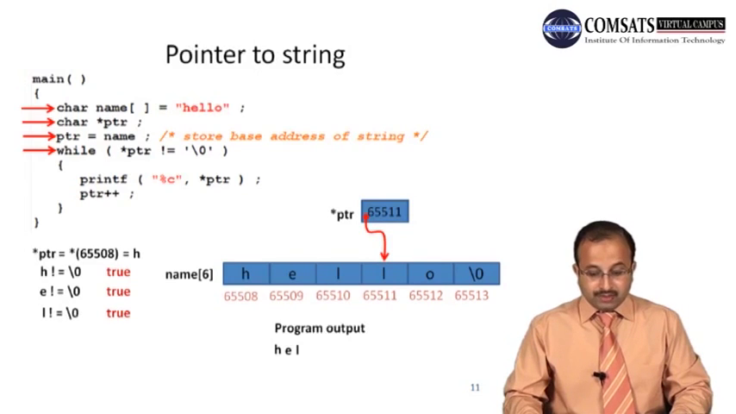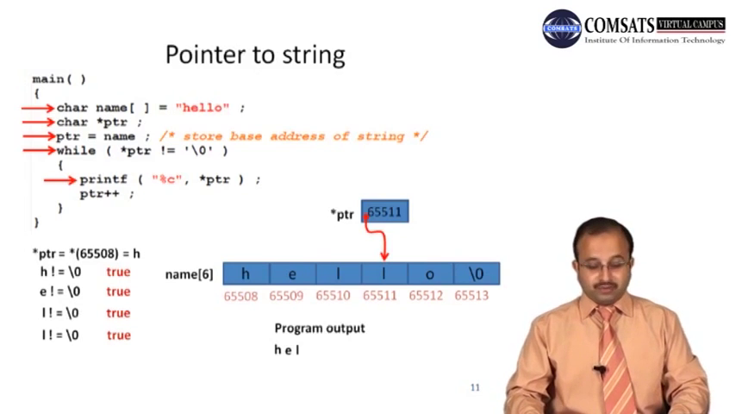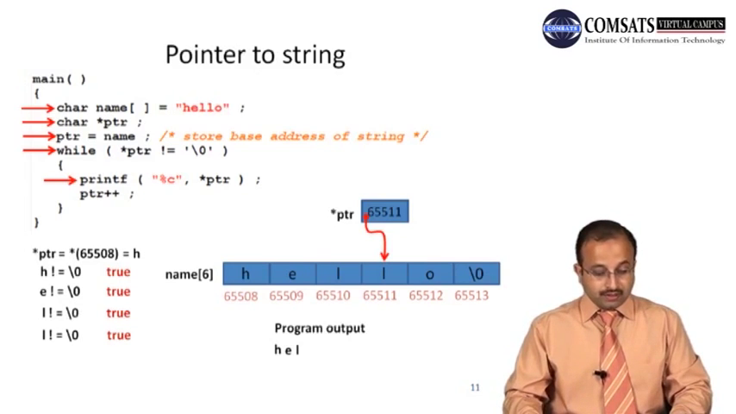Now static PTR is static 65511, value at address 65511 is L, so L not equal to null condition is true. So it comes inside the while loop block and executes the printf statement, and in the printf statement we are going to print a character. How do I know? Because of this %c. So %c means only one character will be printed on the screen, right? And which character? Static PTR. Static PTR is L, so L will be printed.